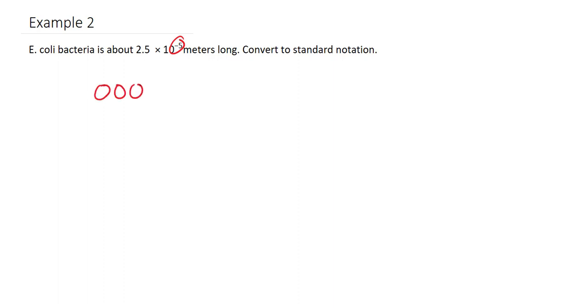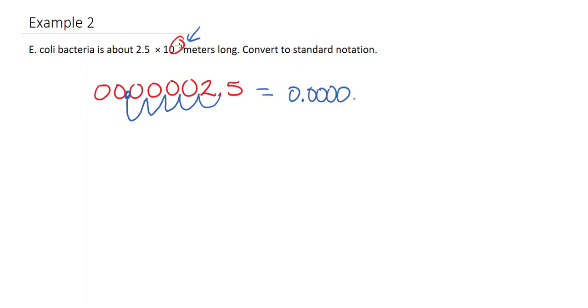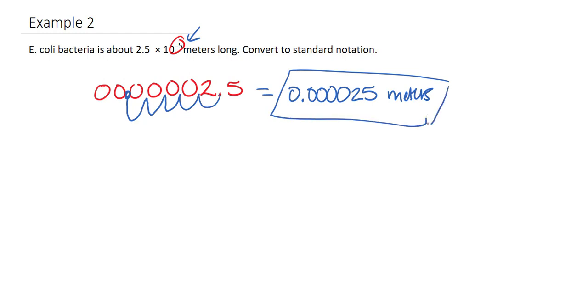So let's go ahead and add zeros. And then we're going to move the decimal, right? This has a 5, so we need to move it over to the left 5 times. So we go 1, 2, 3, 4, 5. So we end right there. So we have 4 zeros and then the 2, 5. So that's how long E. coli bacteria is in meters in standard notation.